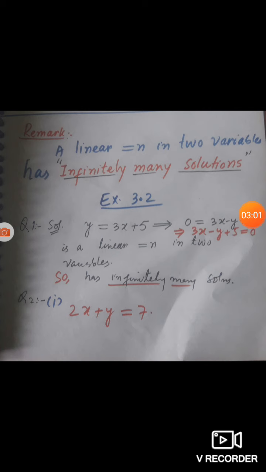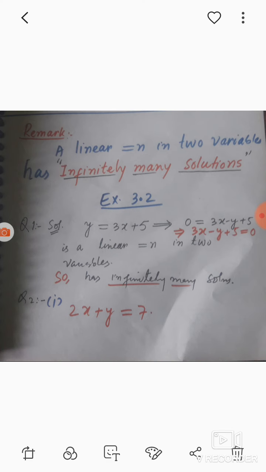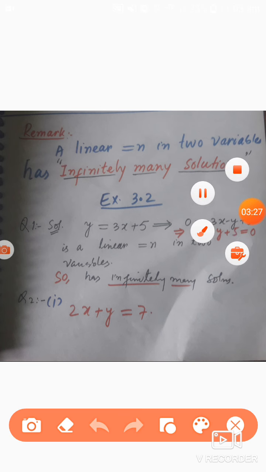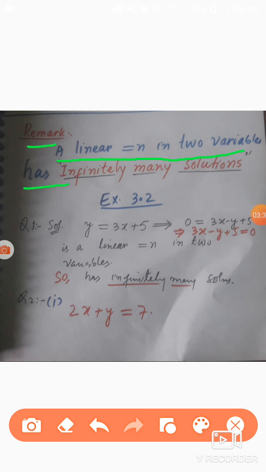Now, how many solutions can a linear equation in two variables have? If you put any value for one variable, we can get the value of the other variable. So we can substitute infinite values for one variable and get the values of the other variable. So we can say that a linear equation in two variables has infinitely many solutions.